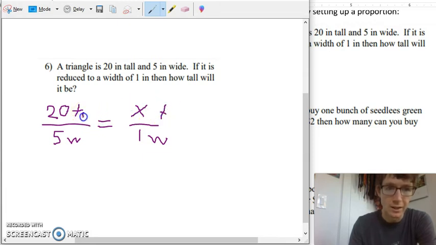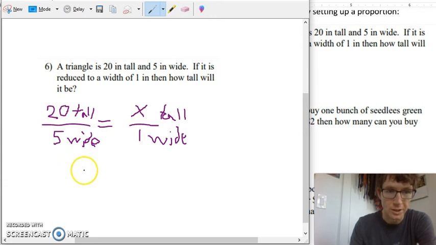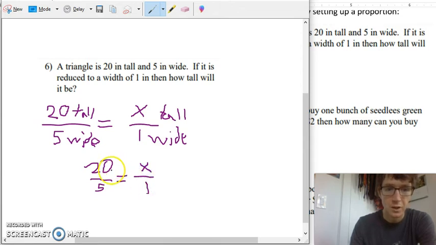And you can write this out, it's just hard for me with my mouse. Wide, just so we don't think they're variables. I'm going to write it out, even though it's hard for you guys to read. Okay. So the actual proportion we're coming up with is just going to be 20 over 5 is equal to x over 1. So this is actually an interesting case. I'm going to do this 2 different ways. So I'm going to copy it down over here as well.